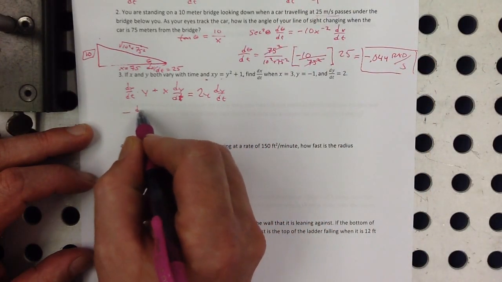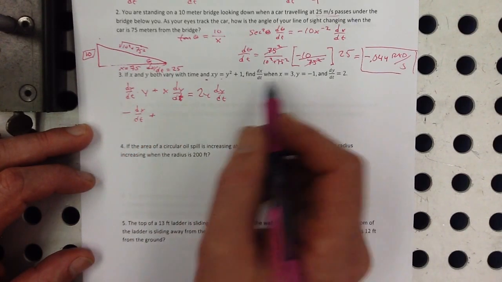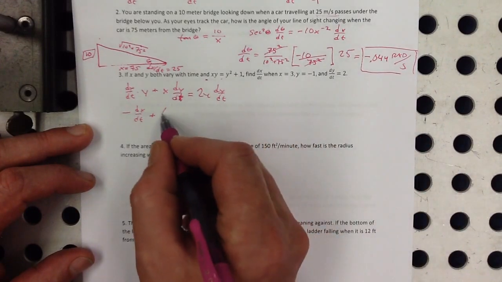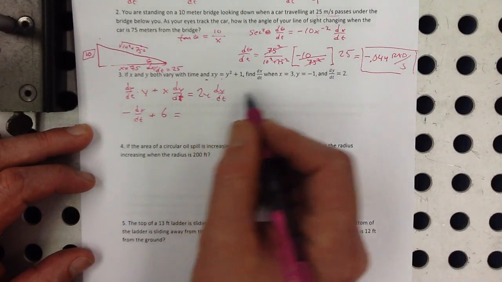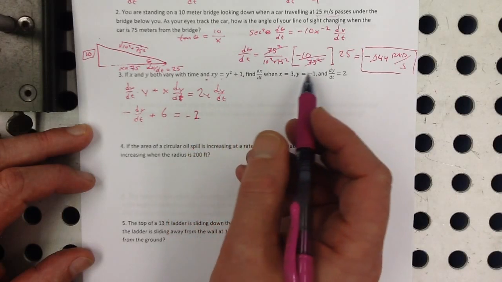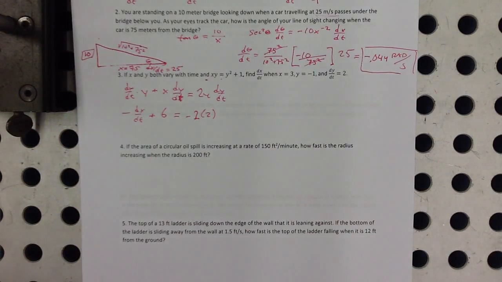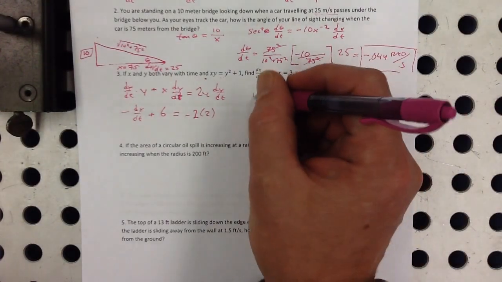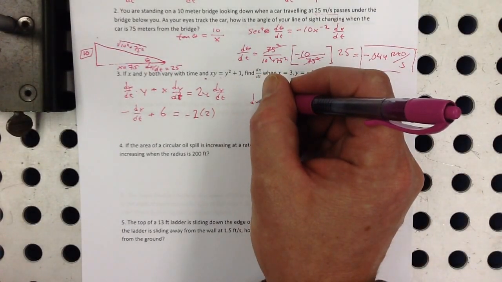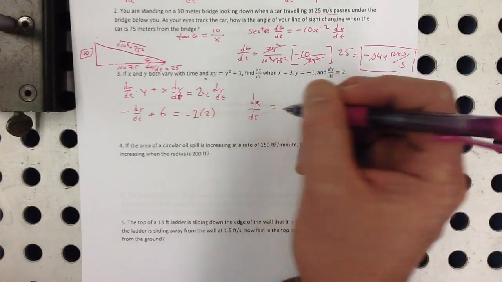So negative dx dt plus 3 dy dt equals 2 times y, negative 2 times dy dt. So looks like dx dt is equal to 10. So I don't think I messed anything up there. So dx dt is equal to 10.